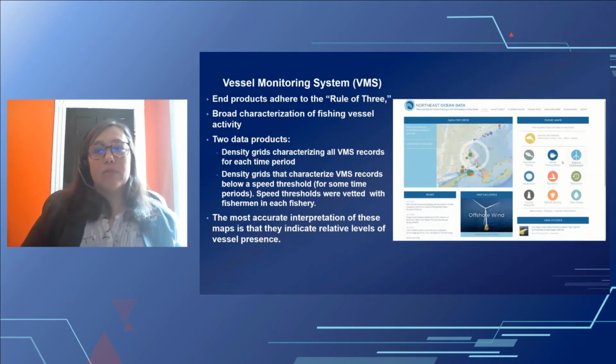There are 2 main data products made available: a density grid characterizing all VMS records for each time period in a fishery, and second, a density grid that characterizes VMS records below a speed threshold. It is assumed that fishing activity is taking place when vessels are operating at reduced speeds. Density data shown below a speed threshold is thought to be more indicative of fishing activity. However, these products still likely show some non-fishing activities that occur at lower speeds. Speed thresholds were vetted with fishermen in each fishery. The most accurate interpretation of these maps is that they indicate relative levels of vessel presence.